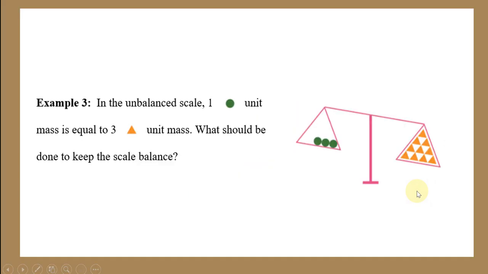This is my example 3. In the unbalanced scale, 1 green circle unit mass is equal to 3 triangle unit masses. What should be done to keep the scale in balance? I will talk about this also.